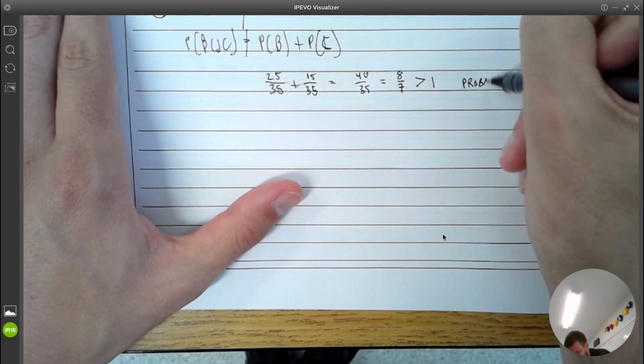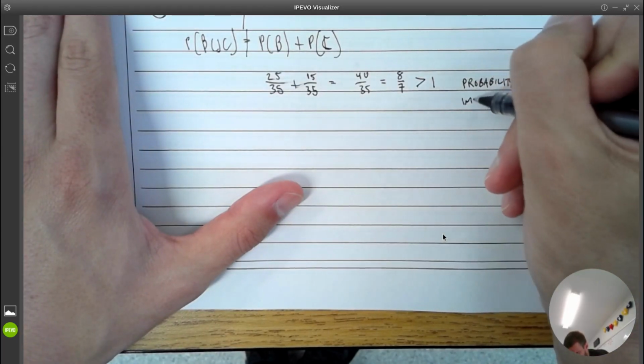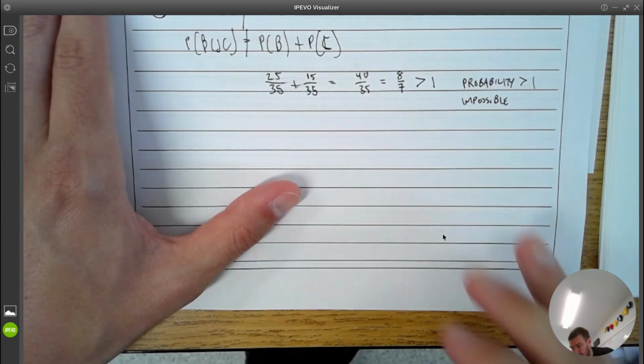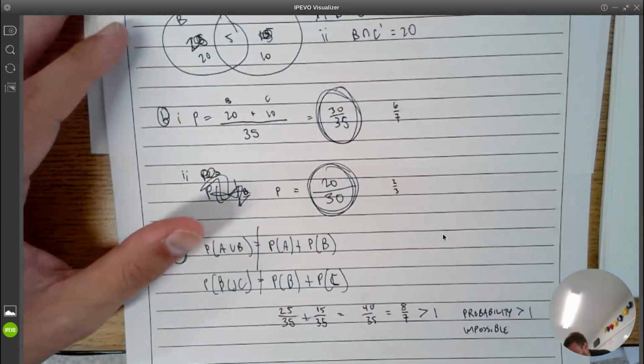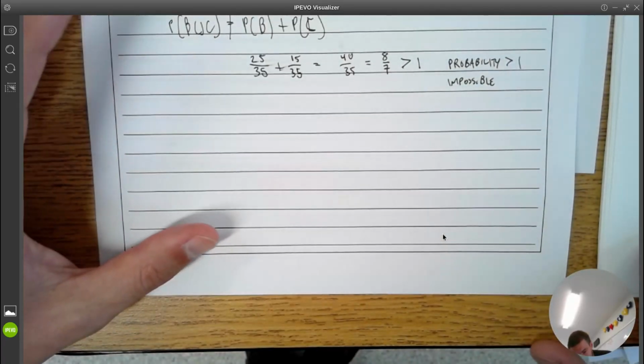All right, probability greater than 1. Impossible. And let's get our last question here, D, so that they are not independent events.